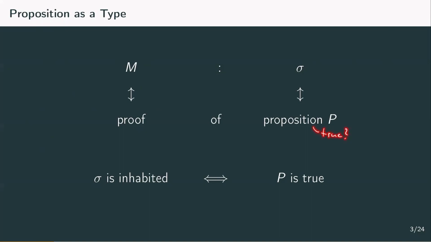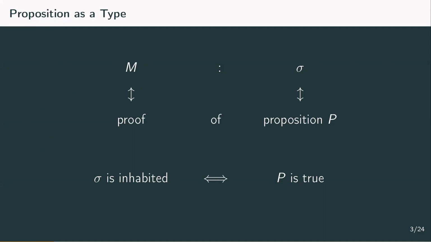If inhabitation was decidable, we could formulate the theorem in the lambda calculus, and we could then use the algorithm for inhabitation to check whether the proposition is true or not. But then we would have found a general method to prove or disprove a proposition, and this would lead to a contradiction.